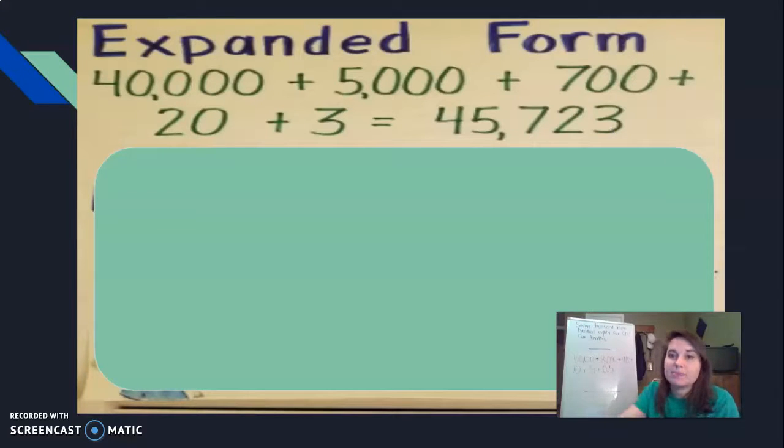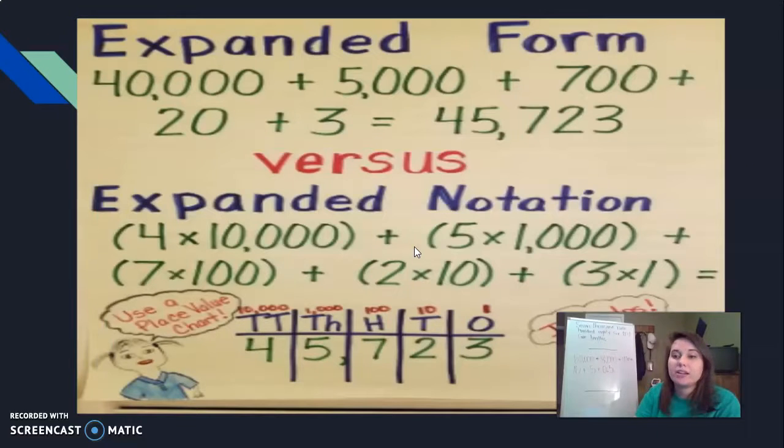So I have 45,723 in expanded form. And another way to show a number is with expanded notation, which is one that we learned this year on how to write out. And it's the exact same thing. It's just this time you're using the actual place value. And it kind of looks like a little formula or equation. And all that is, these parentheses, you just make sure everything in those parentheses stays together.